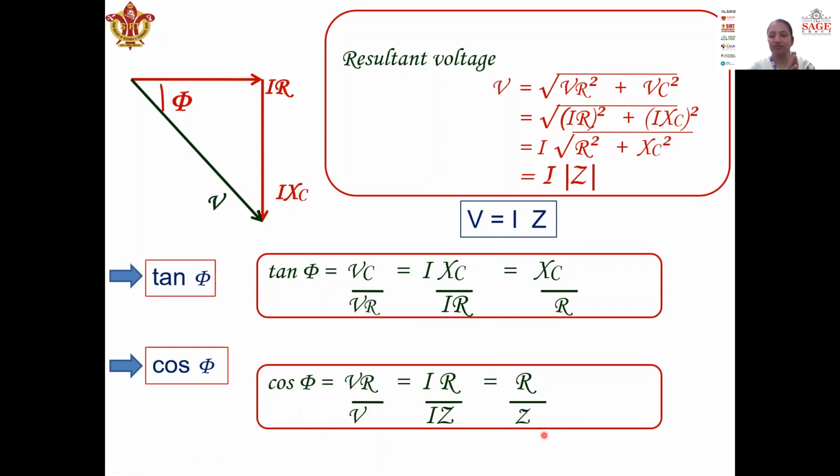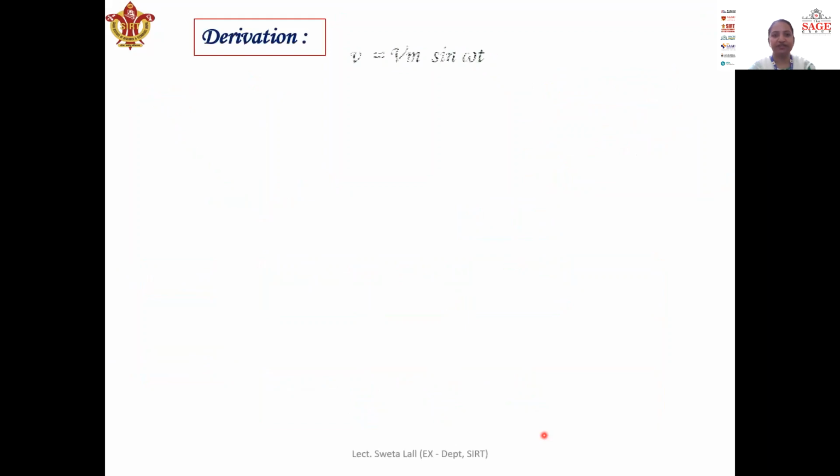If you observe, you'll find that in all the particular cases like RC series circuit, RL series circuit, RLC series circuit, the cos phi would be R by Z only. Okay. So this is the power factor and then phi here. So the derivation for the further calculation is here.